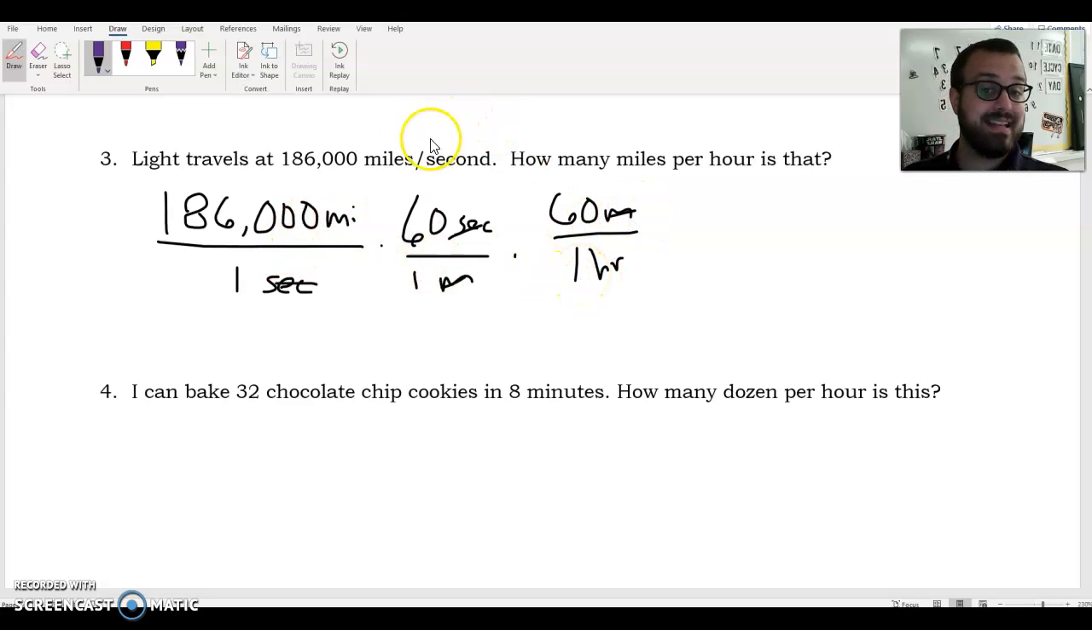You'll notice for this one, I didn't have to convert the miles at all. That one stayed the same, right? They wanted it in miles. It's already in miles. I can leave that the same. I only need to do the conversions for whatever they want me to convert, in this case, the seconds, all right?